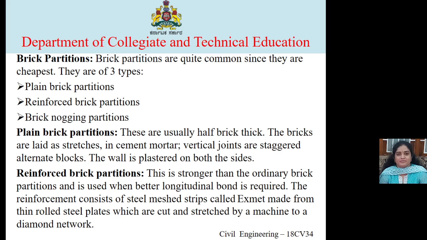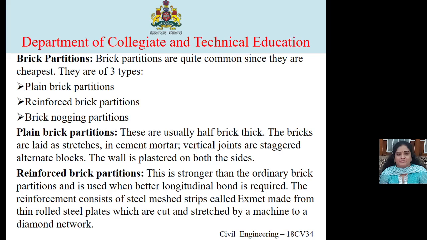It is a must actually. So you can imagine now they are usually half brick thick. The bricks are laid as stretchers; header and stretcher you have seen, so the same way it is in stretchers, in cement mortar. Vertical joints are staggered in alternate blocks because there should not be a continuous joint. The walls are plastered on both sides.